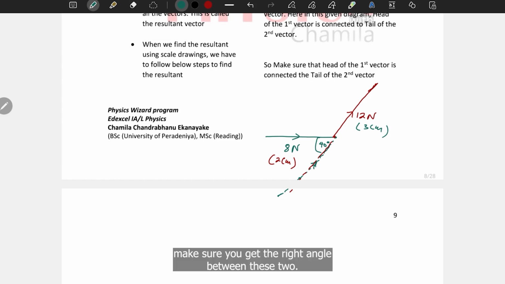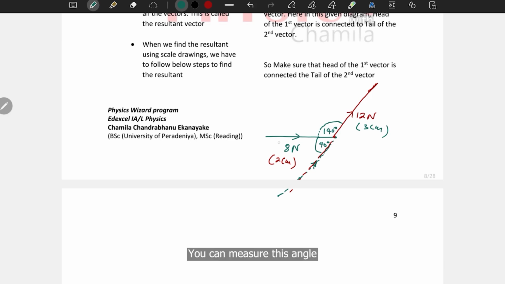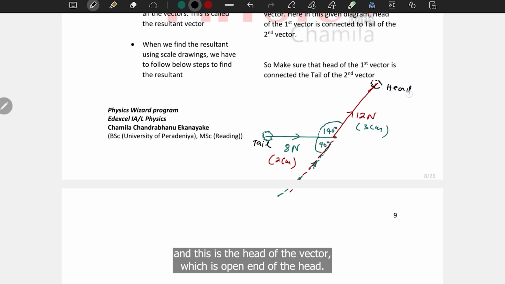And now the next important thing is, if you use the protractor to find the angles, make sure you get the right angle between these two. Now this angle, geometrically, you can figure out how much this angle would be. It is definitely 140 degrees. You can measure this angle using your protractor. So now the open tail, so this one's tail is open. This is the open tail and the open head, which is the open end of the head.